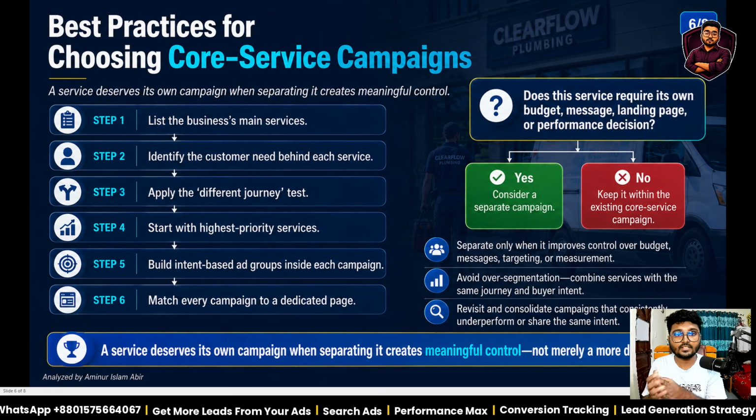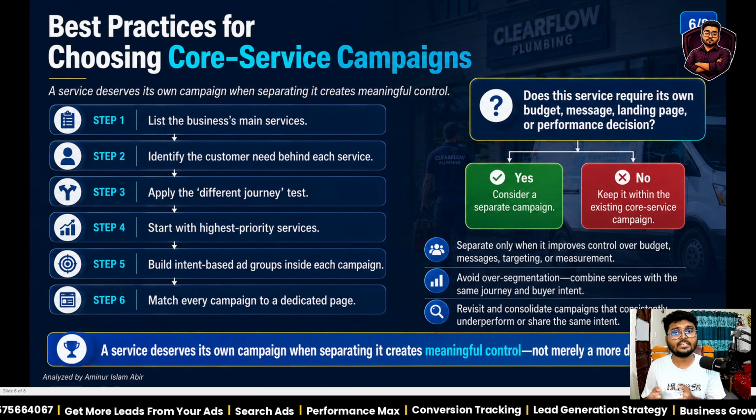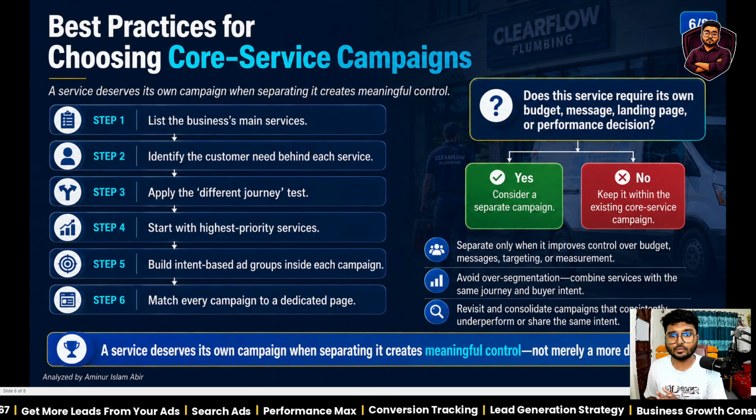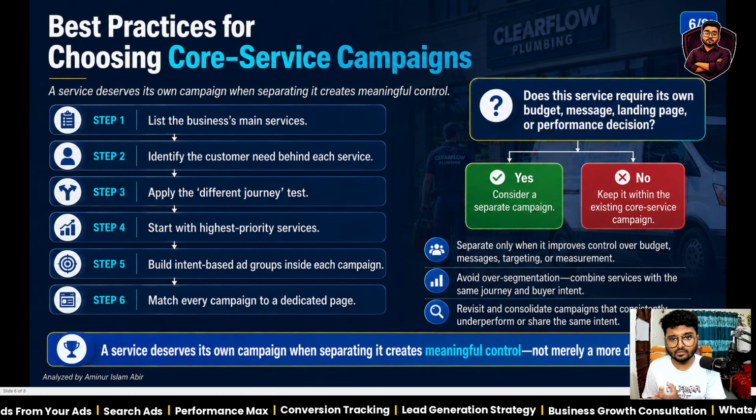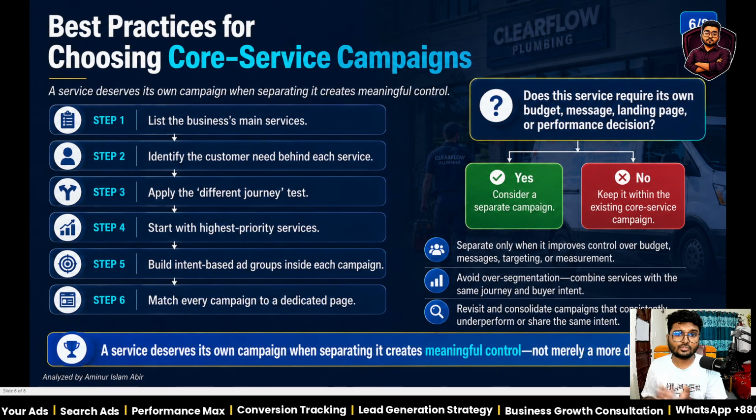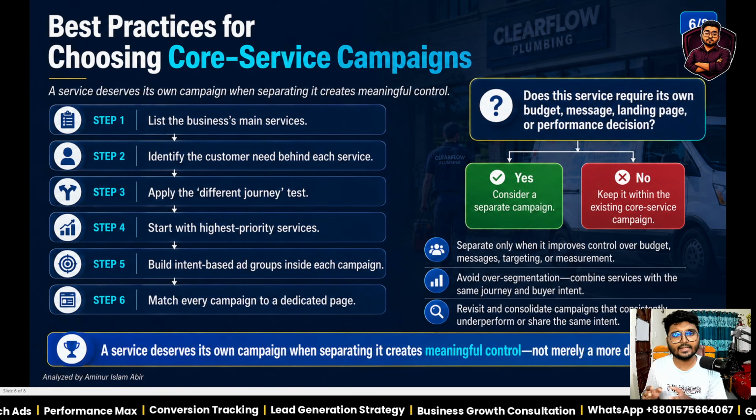A service may deserve a separate campaign when it requires a different advertisement, landing page, CTA, budget, target CPA, or sales process. The fourth step is to start with the highest priority services. Prioritize services with strong demand, good profitability, available staff, relevant landing pages, and accurate tracking.